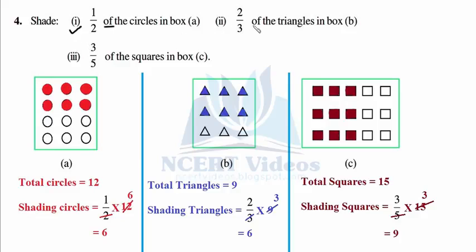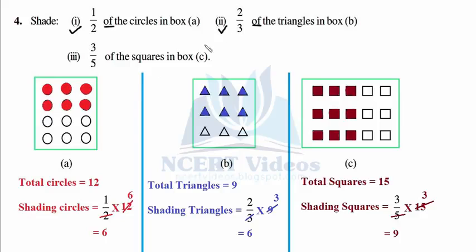Now 2 by 3 of the triangles. First of all we will count the triangles, and remember of means multiplication. So the total triangles are 9, 3 3s are 9, and the triangles to be shaded are 2 by 3 into 9. So cutting, 3 3s are 9, so 3 2s are 6. So we will color 6 of them.